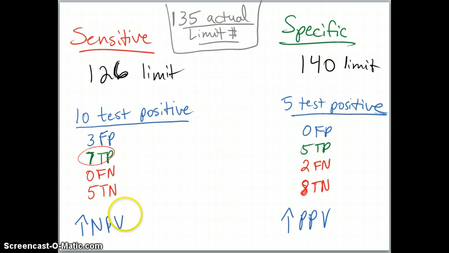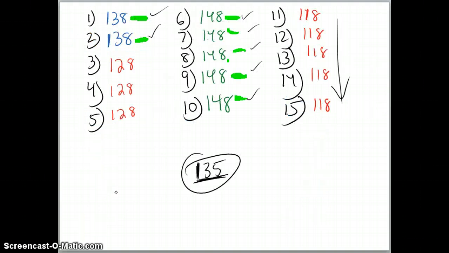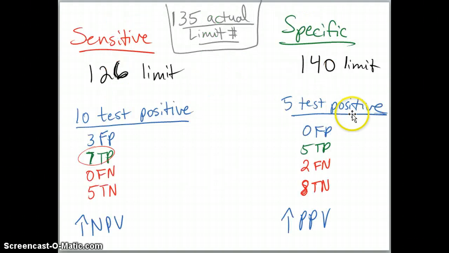So this test is going to have a high negative predictive value, okay? It also got 5 true negatives. Yes, all 5 of these are truly negative, so I did get that. But this has a high negative predictive value, okay? And we'll talk about that more in a little bit. I like to talk in terms of positive stuff.